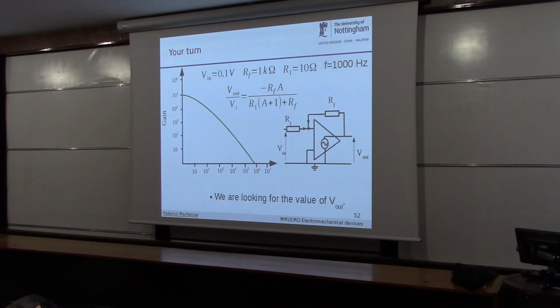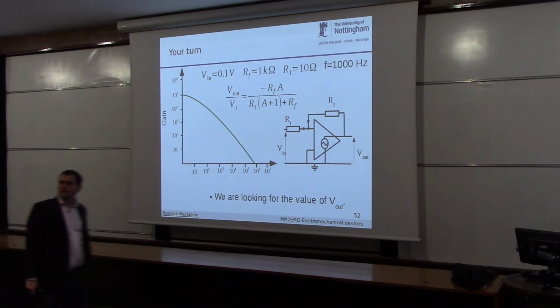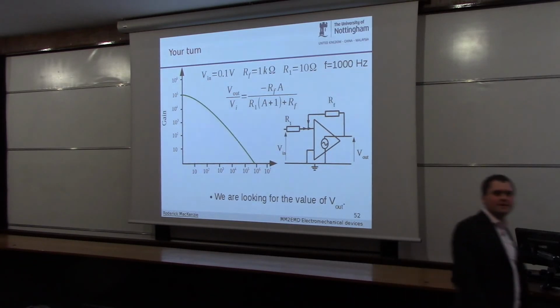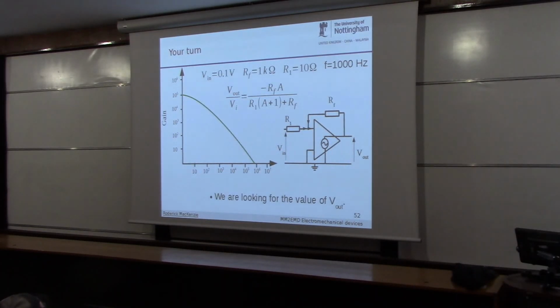So you don't have long. Anybody got an answer? Who's the first to get the answer? So basically, pop those numbers in and read the value of A off the graph. Have we got an answer?